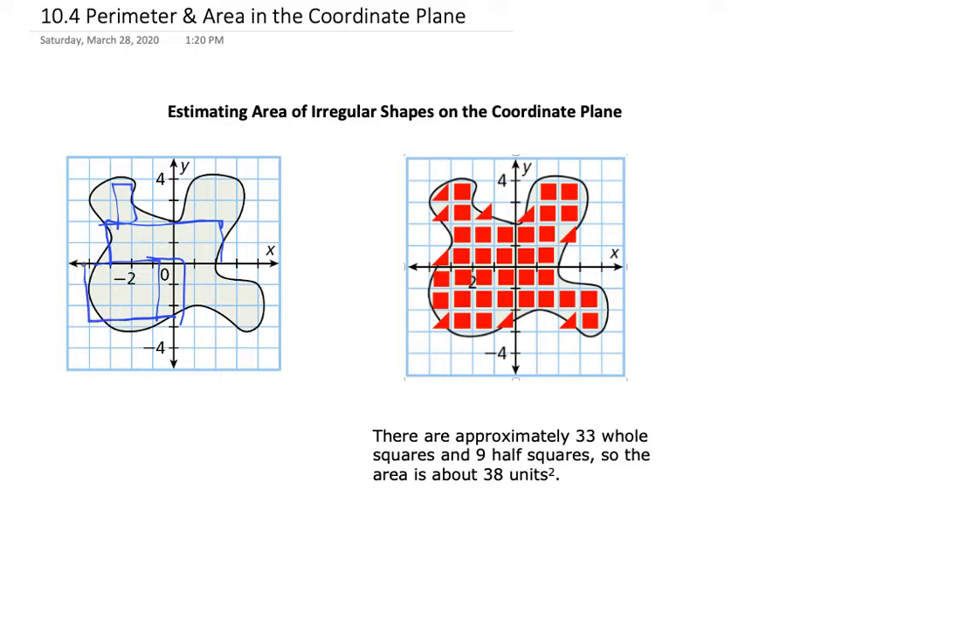Now, the other way they suggest, which for what we're doing in class I would just recommend, is to count the squares and then estimate with the half squares. So you would count all the whole squares and then the partial ones you just add up, because this is just an approximation anyway. I just copied this down from the PowerPoint. It says there are approximately 33 whole squares and 9 half squares, so the area is about 38 units squared. I'm not even going to check that. Just wanted to throw that by you real quick.